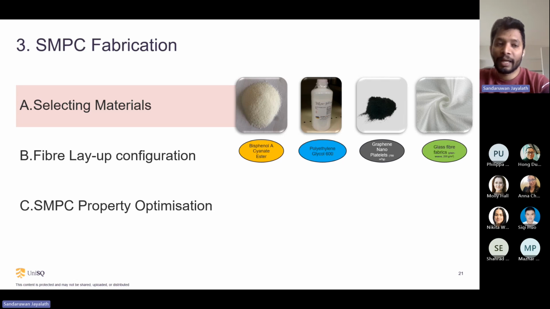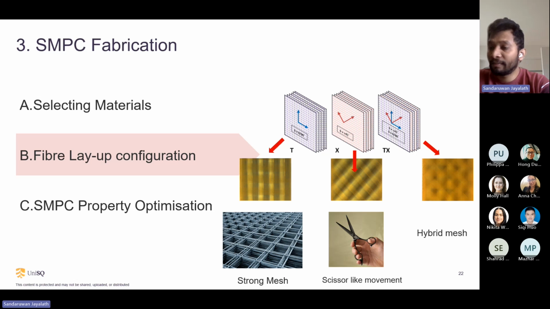And second, we have to think about the fiber layout configuration of this composite. In order to decide that, we went for three different fiber layout configurations. All the composites have 6 layers of glass fiber. The only variation was their directions. One had a T configuration, which I have mentioned here.